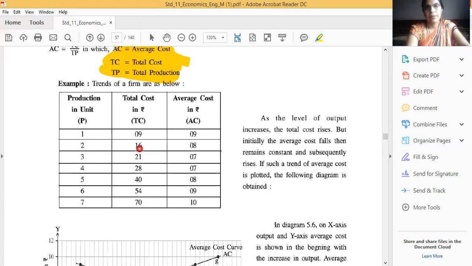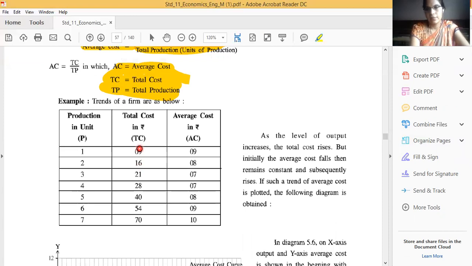The same thing we can explain by this diagram and example. Production units are given here. These are production units, it is TP. In the second column, TC, total cost is given, and we are finding the average cost here. First, if the production unit is 1, total cost is 9, so 9 divided by 1 equals 9. Total production units are 2, cost is 16, so 16 divided by 2 equals 8.